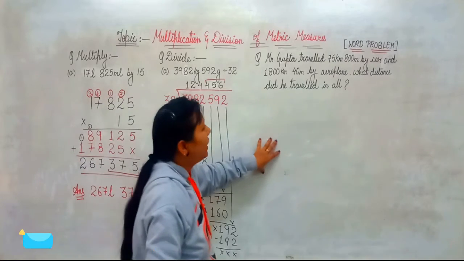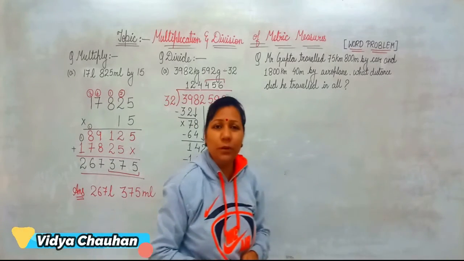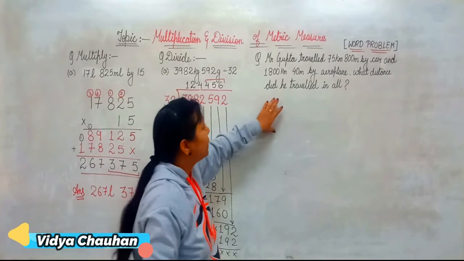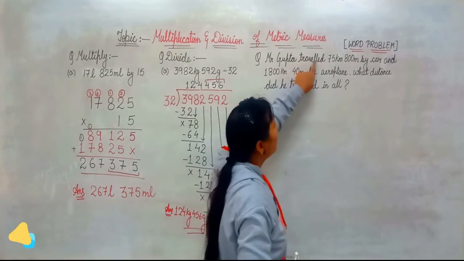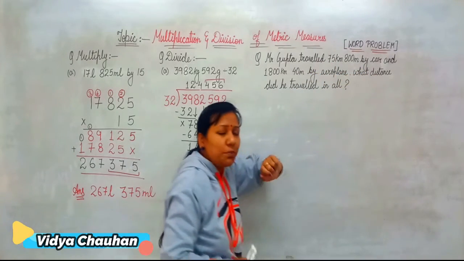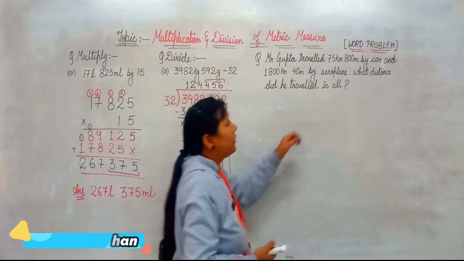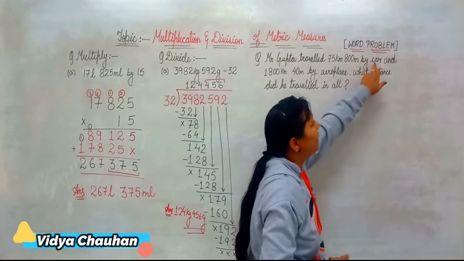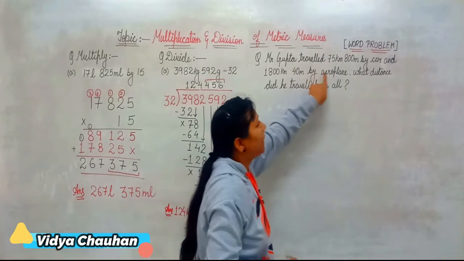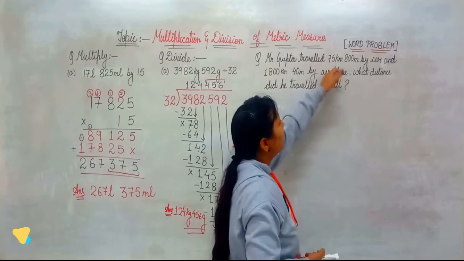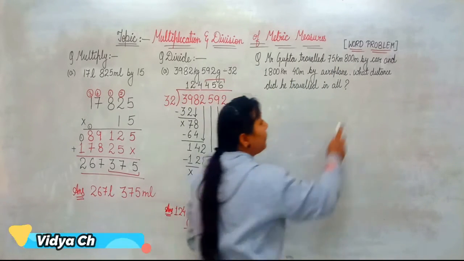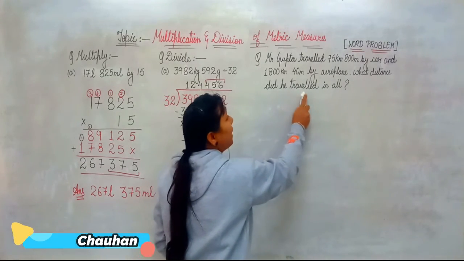Understood? Now moving to the next question, in which I have taken a word problem. Let's read the word problem and find out how to solve it. So the question says, Mr. Gupta travelled 75 km 800 meter by car and 1800 km 40 meter by airplane. So this is the distance covered by car and this is the distance covered by airplane by Mr. Gupta. What distance did he travel in all?